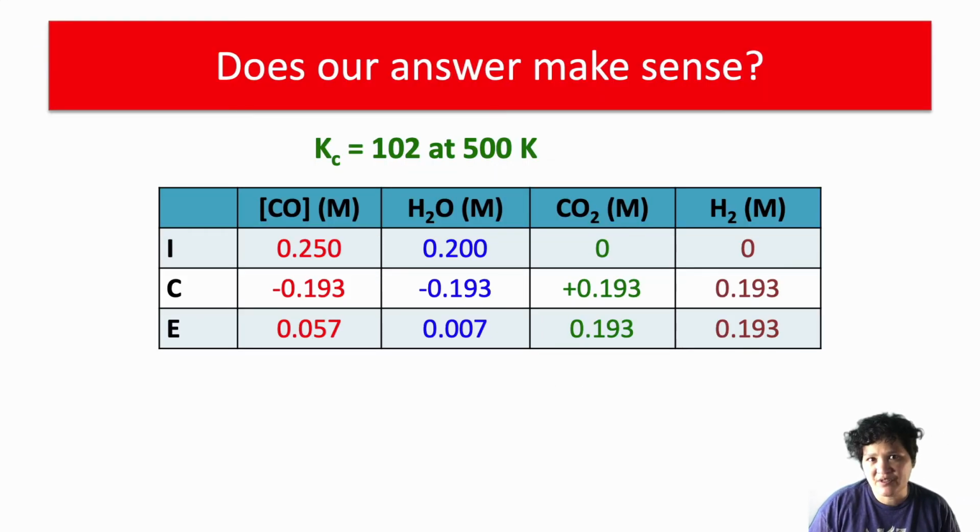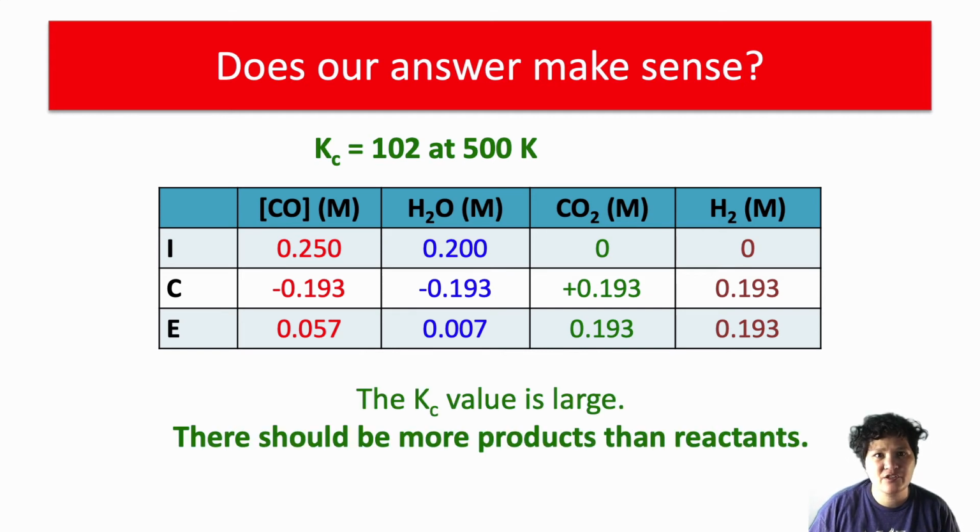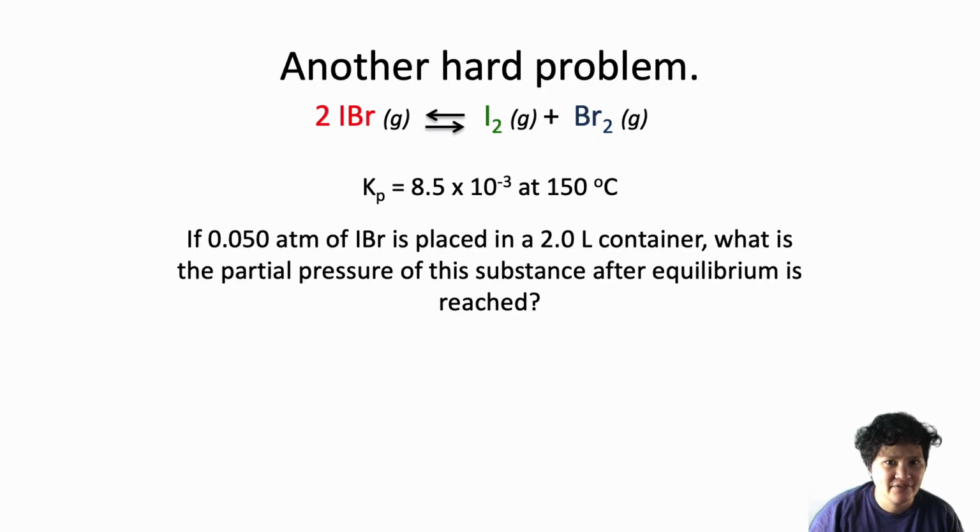Again, we're going to ask ourselves, does our answer make sense? We had an equilibrium constant of 102 at 500 Kelvin, and because it's a relatively large value for the equilibrium constant, we will assume there are going to be more products than reactants, and in fact, that is what we see. Okay, now we're going to do an even harder problem.